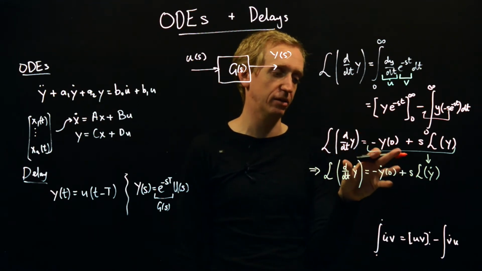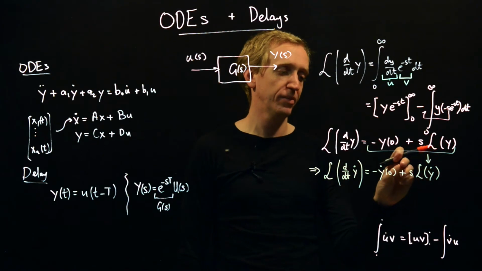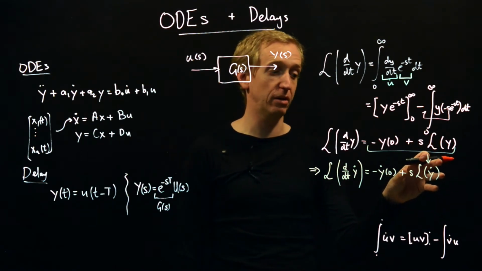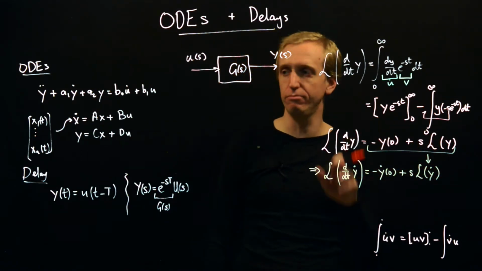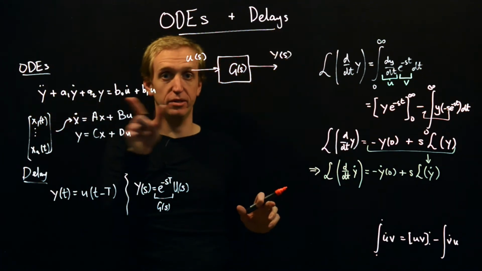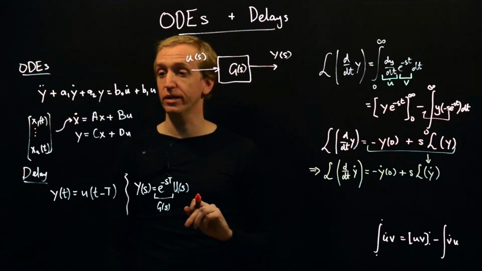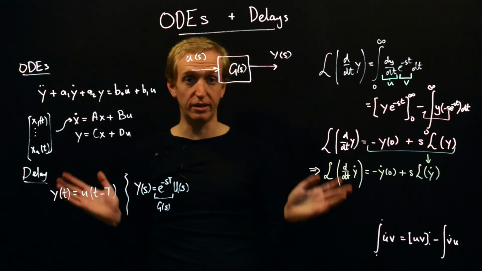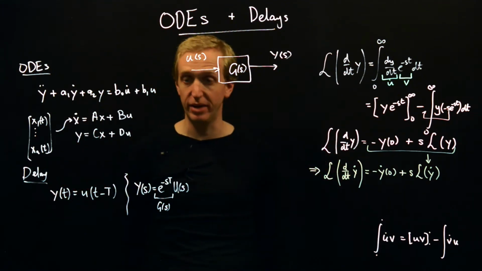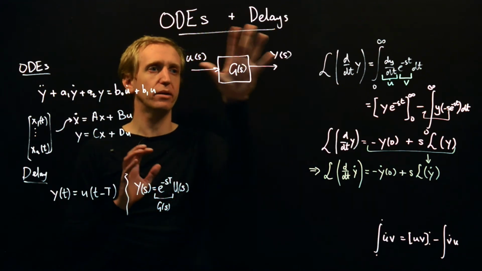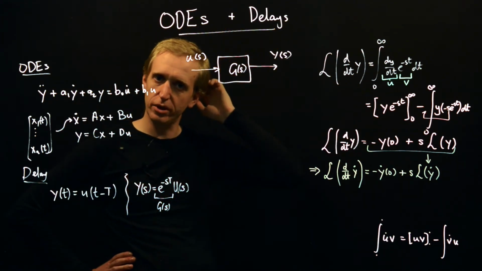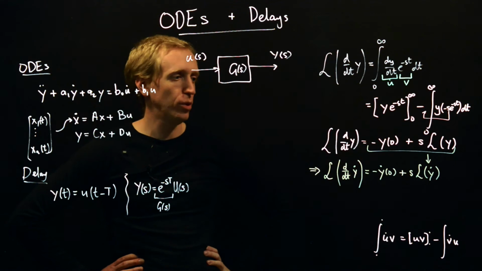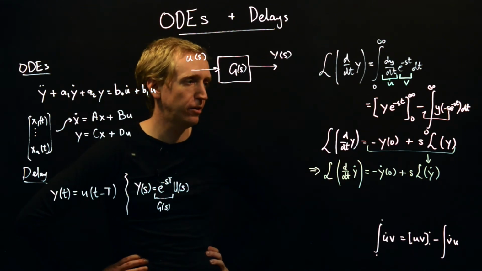So you get this bit that depends on the initial conditions, and then s to the n multiplied by the Laplace transform of y. And so just by using this, we could convert an equation like this into the S domain. So how are we going to relate this to a transfer function here, and what is going to go wrong?